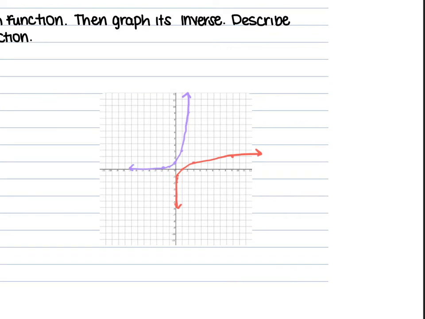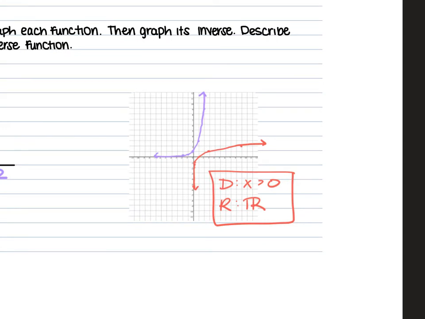For your domain here, look at the red line. Where are your x values? It doesn't cross the y-axis, so your x values are greater than 0. It doesn't touch the x-axis either, so it's not going to be equal to 0. It's going to be anything greater than 0. Your range for this one is all real numbers. So we're looking at the red part here. All of this is what's important here.